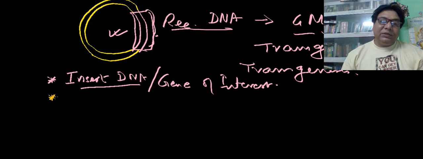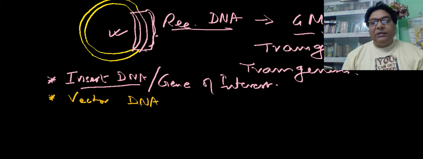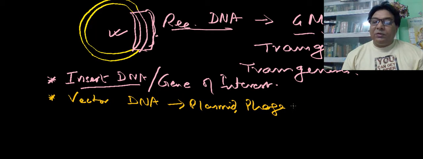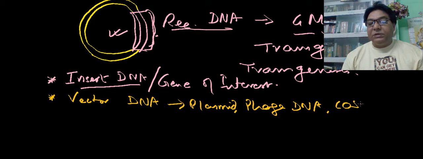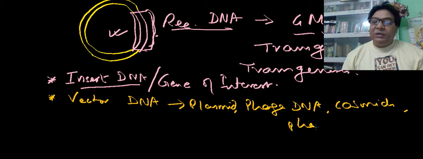Then the next thing you have to select is a vector DNA. Vector DNA is a vehicle. It is usually a plasmid or a phage DNA, or it may be a combination of the two like cosmids, phagemids, and many more types of vectors have been designed nowadays.